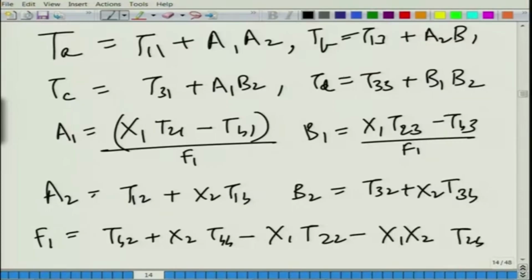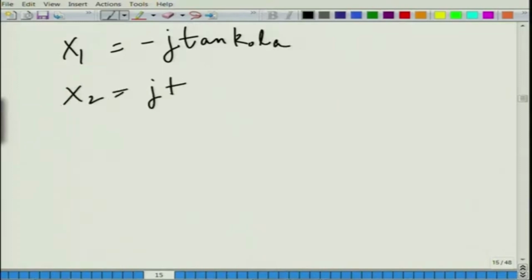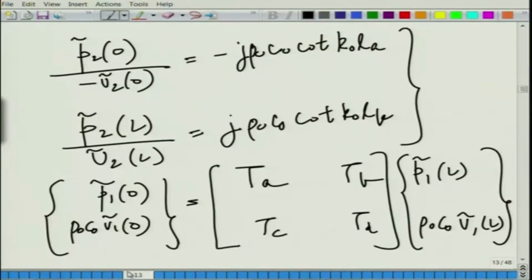So we know A 1, A 2, B, F 1, everything is known. The only thing that is not known is your x 1, which is minus j times tan k naught L A, something like this. This tan term comes from these boundary conditions, once you invert these things, you will get to know that. Once you know the 4 pole parameters, the transmission loss can be easily evaluated in terms of these expressions.